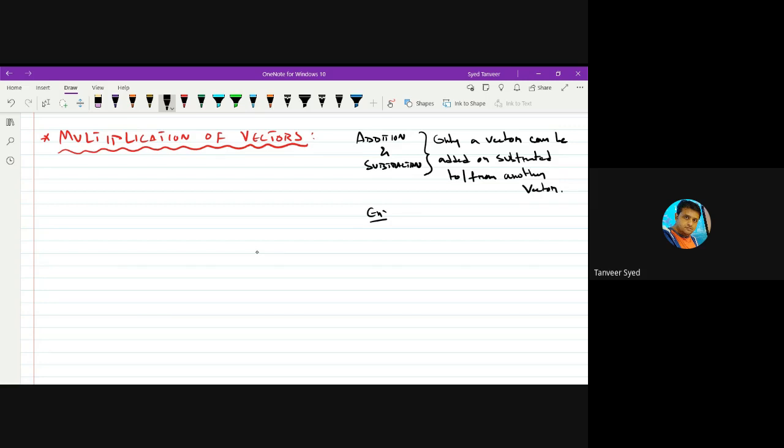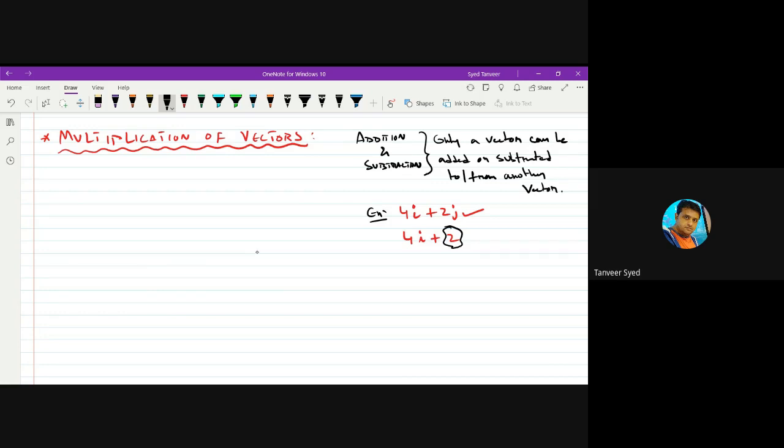Suppose I have a vector like this, a vector which is 4i. I can add 4i to 2j. This is okay, correct. But I cannot add 4i to just 2. This is not a vector. We don't know its direction. 2 is not a vector. We don't know its direction. If you don't know direction, you cannot add them.